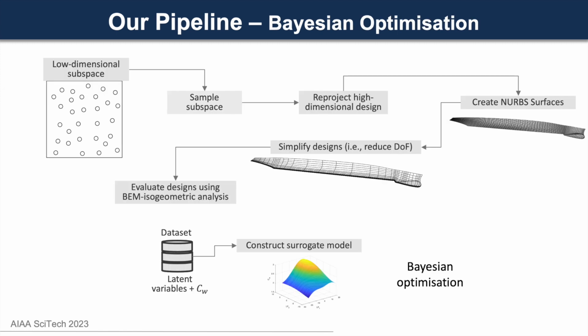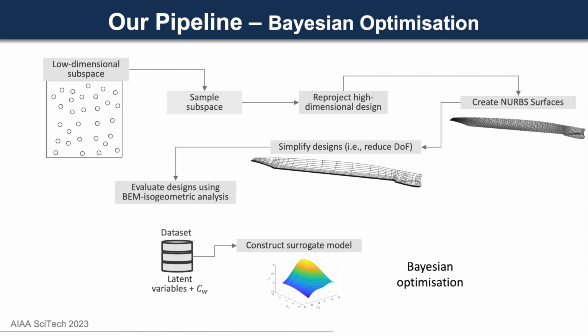Once we have our lower dimensional subspace, we resample it and reproject it to a high dimensional space. But at this reprojection, because we implemented the dimension reduction on the discretization, we will get a discretized design. But for isogeometric analysis, we know that it is implemented directly on the NURBS surface. So we construct a NURBS surface from this discretization, but the NURBS surface that we get has high degrees of freedom, which can significantly increase the computational cost during the analysis.